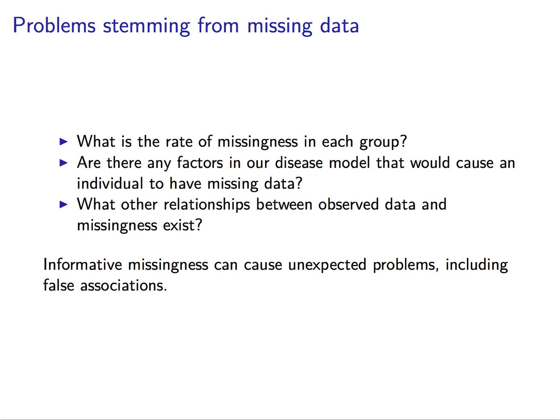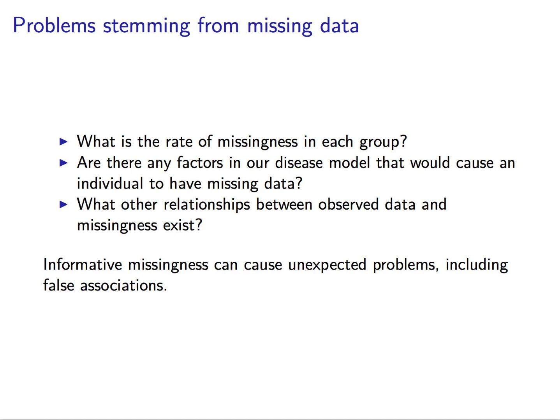Now, if we're only missing a few data points in a large data set, you probably don't need to worry so much about missingness. But if you have a data set with a lot of missingness, you should be very careful how you approach the data analysis. Ask yourself, what is the rate of missingness in each group? Are there any subgroups that have higher rates of missingness? Is there anything we didn't measure that could be influencing the high rate of missingness? Are there any factors in our disease model that would cause an individual to have missing data?